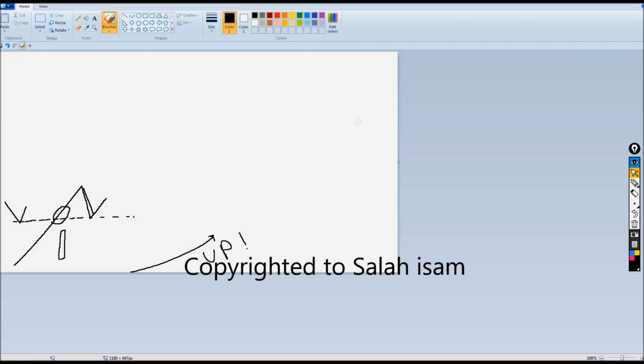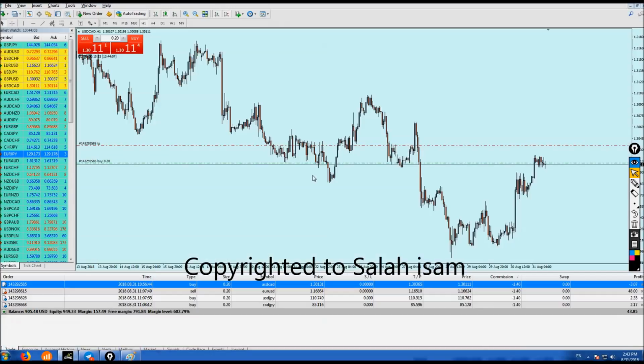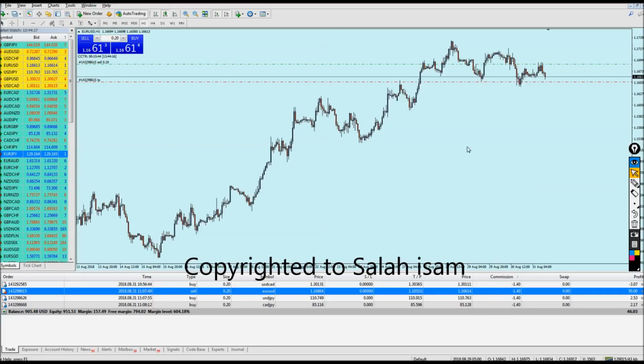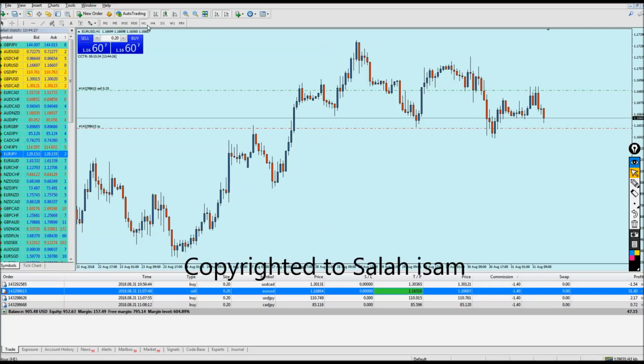I think it's better if we just switch to the chart so you can see it yourself. So this is the chart, and let me show you this trade. Here I'm selling the Euro USD. So why am I selling the Euro USD here? Notice that I'm on the 1 hour chart. What I saw here is simple: I see a double top.